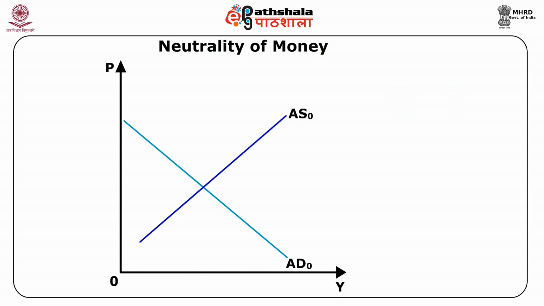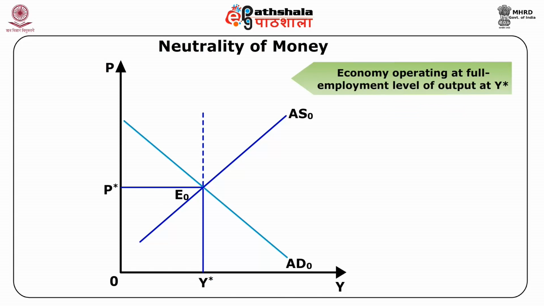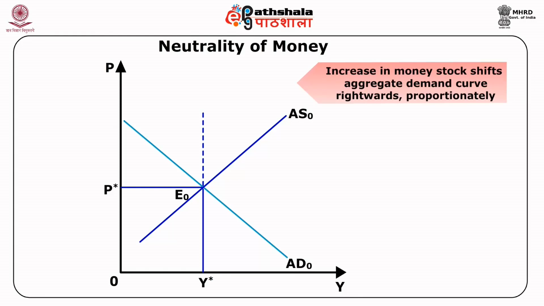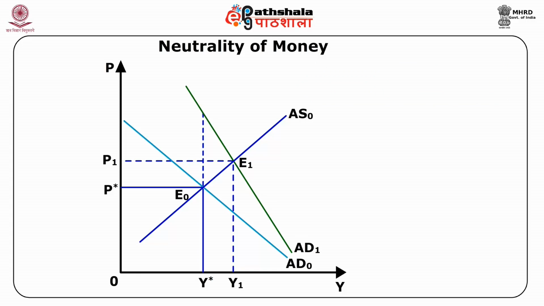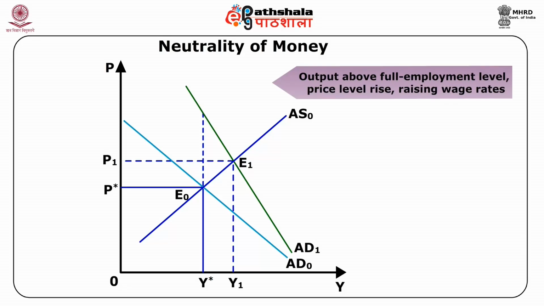Consider the figure. Suppose the economy is operating at the full employment level of output at Y star. An increase in the money stock shifts the aggregate demand curve rightwards proportionately. The new equilibrium should be at point E1, where output will be Y1, which is greater than Y star. Since output is above the full employment level, the price level will rise, raising the wage rates.